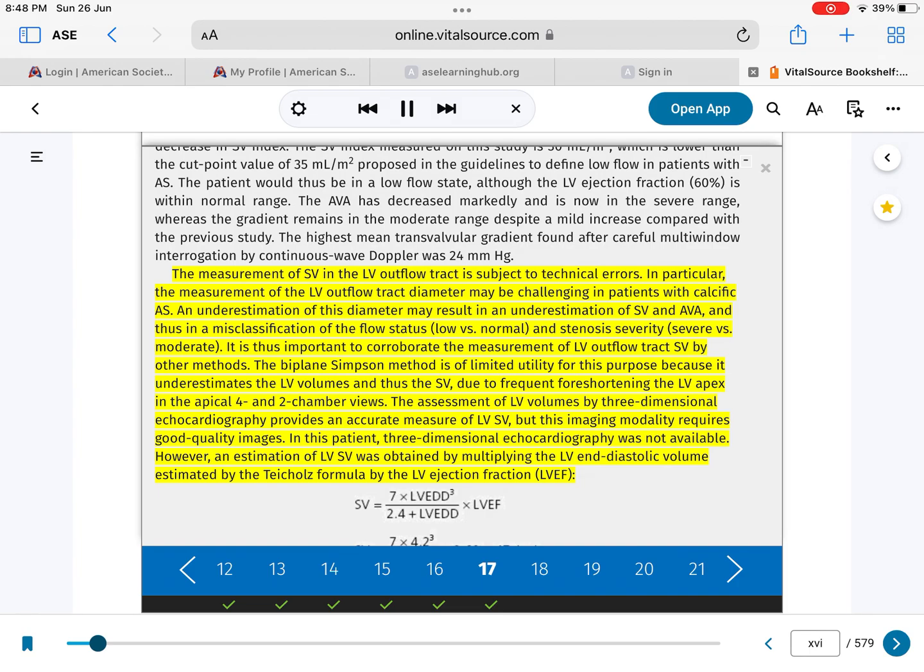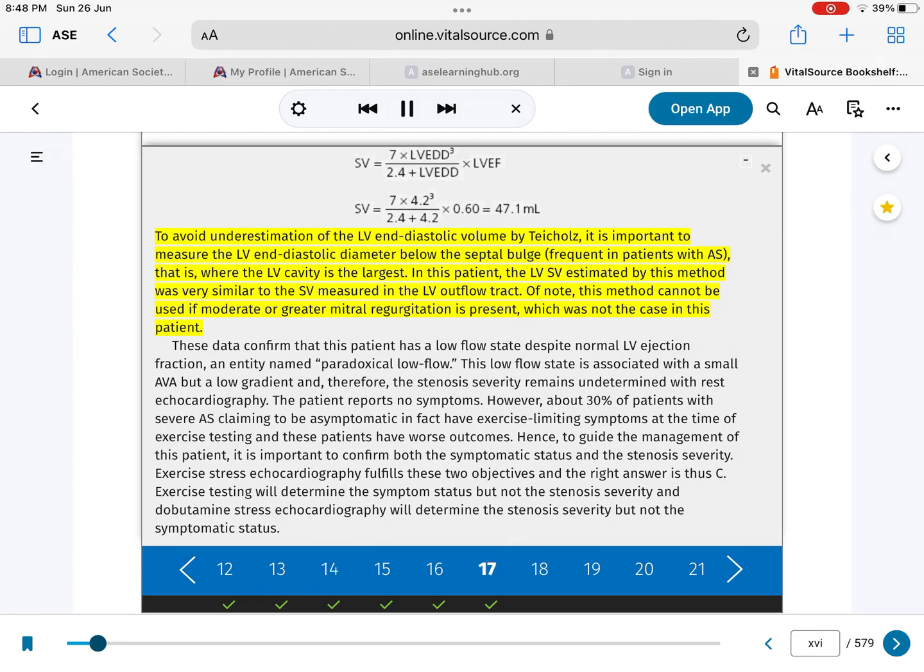However, an estimation of LV SV was obtained by multiplying the LV end diastolic volume estimated by the Teichholz formula by the LV ejection fraction, LVEF. To avoid underestimation of the LV end diastolic volume, it is important to measure the LV end diastolic diameter below the septal bulge frequent in patients with AS, that is, where the LV cavity is the largest. In this patient, the LV SV estimated by this method was very similar to the SV measured in the LV outflow tract. Of note, this method cannot be used if moderate or greater mitral regurgitation is present, which was not the case in this patient.